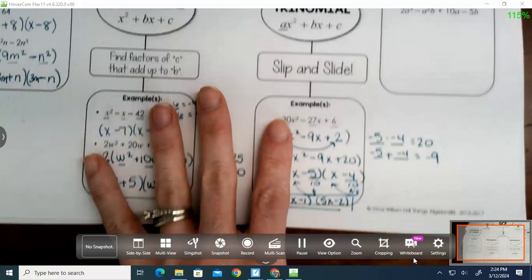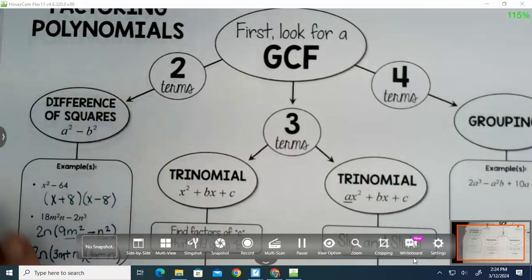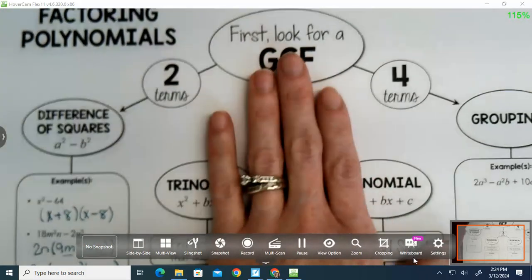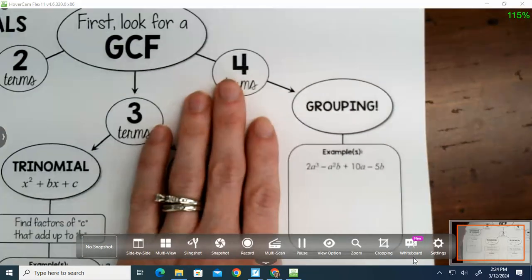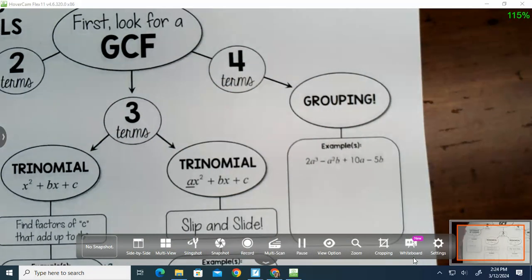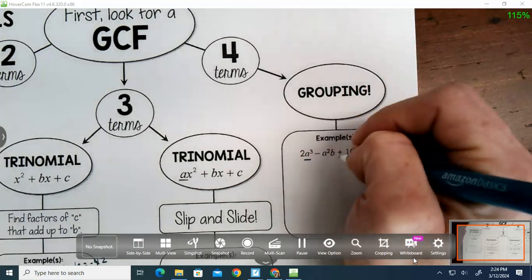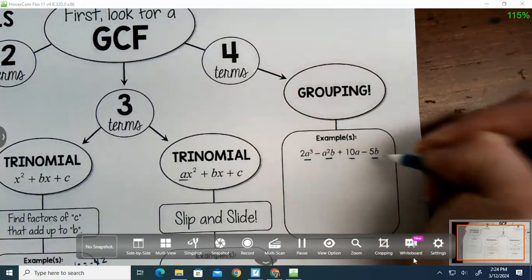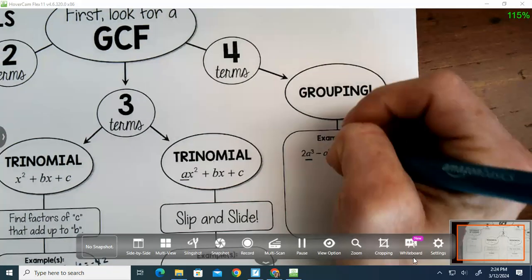The final one. So we talked about what to do if you have 2 terms. Greatest common factor, difference of squares. 3 terms, greatest common factor, slip and slide. 4 terms, we always still check for greatest common factor, but then we go into grouping. So if I look, this is 4 terms. Is there anything that would divide all 4 of those numbers? No. So we group them.